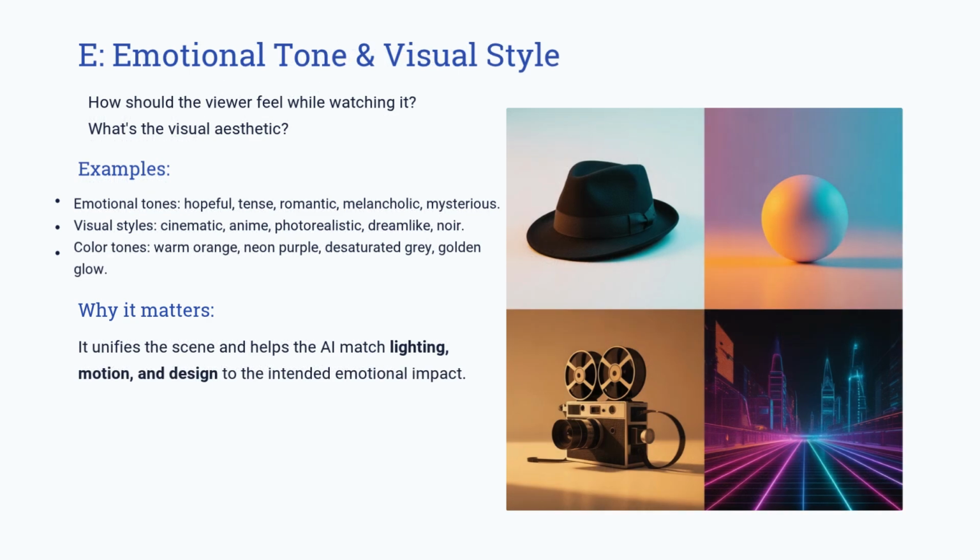Alright, we've made it to the final part, E, which stands for emotional tone and visual style. This is all about how you want the viewer to feel, and how the whole scene should look visually. Think about emotional tones like hopeful, tense, romantic, melancholic, or mysterious. Then you've got visual styles, cinematic, anime, photorealistic, dreamlike, noir. And don't forget color tones, stuff like warm orange, neon purple, desaturated gray, or a golden glow. Why does this matter? Because this ties everything together. It helps the AI set the right lighting, movement, and overall vibe, so your scene actually feels the way you imagined it.